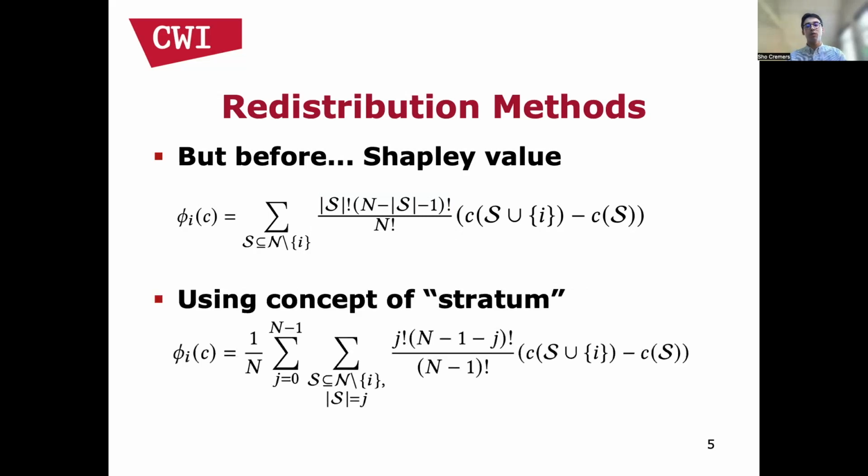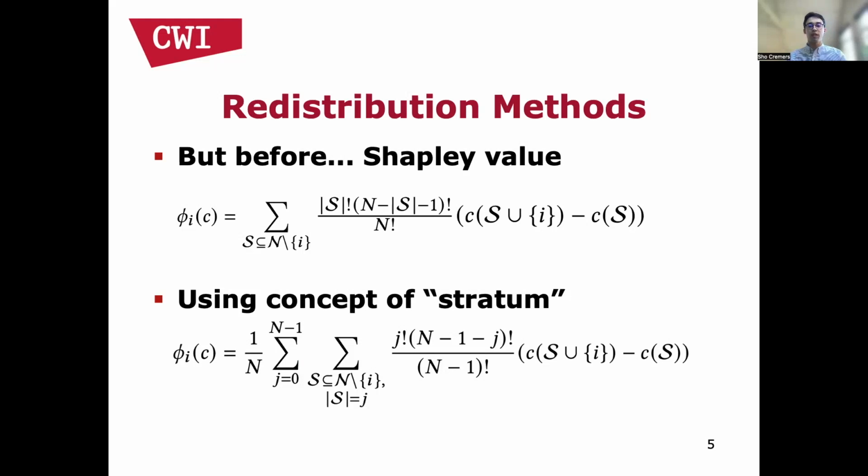Shapley value can also be expressed through the concept of stratum, which is an important concept in our methods. A stratum is all possible subcoalitions that can be formed with a certain size. So stratum 5 means all subsets of agents in the community that can be formed with a size of 5 agents. In this equation, again, it computes the marginal contribution, but takes the expected marginal contribution of each stratum, and then the average of these marginal contributions is equal to the Shapley value.